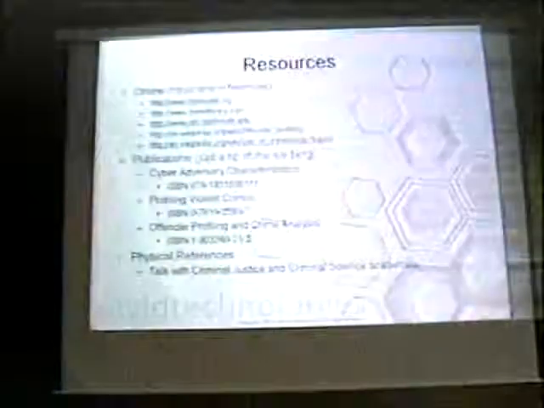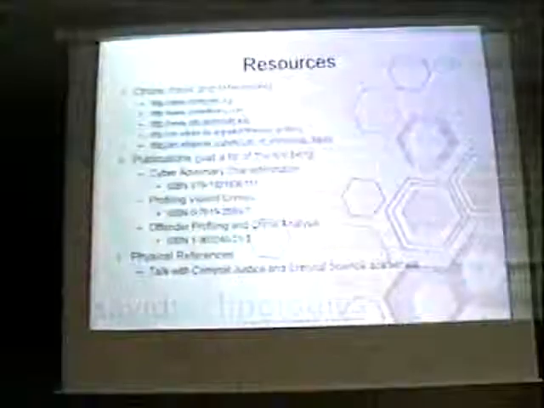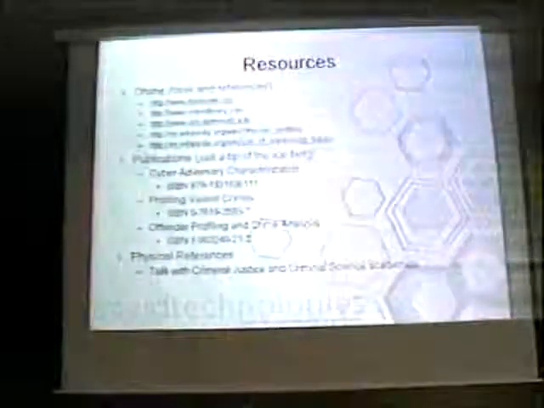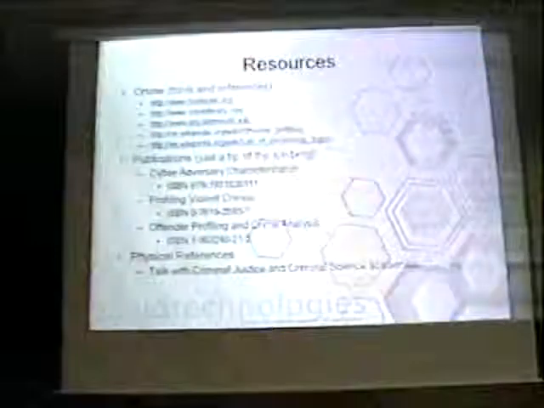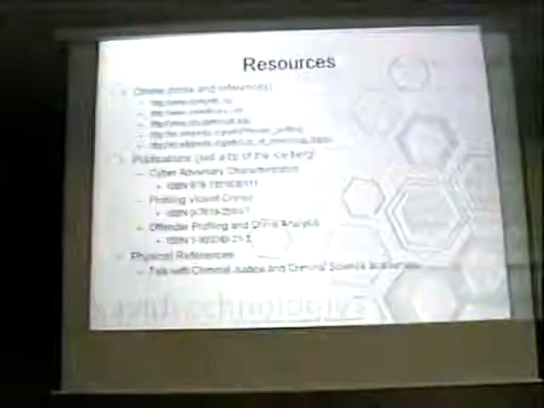Resources: honeynet.org, lots of good tools, lots of good resources. Crime Library, Dartmouth University. Wikipedia has a bunch of links that'll sever off from there. Publications: cyber adversary characterization, and some other profiling books for actually real habitual offenders, physical crimes, and physical resources.